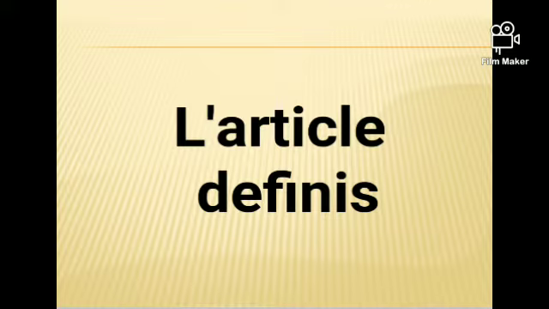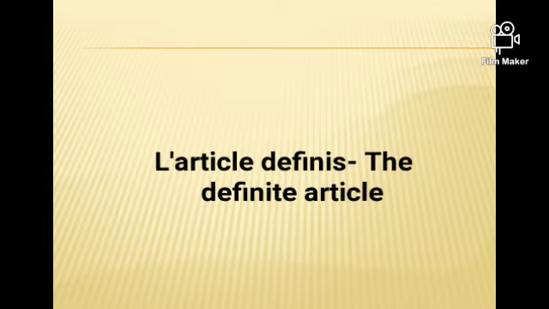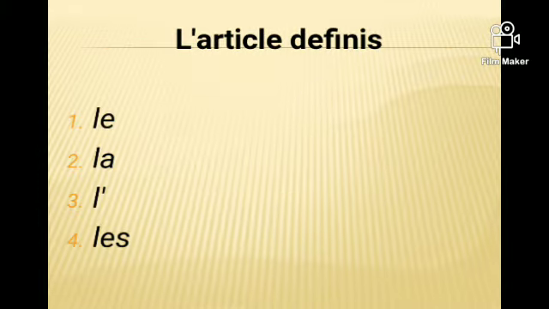Now we will go a little deeper into the definite article. The definite article in French means l'article défini. In English, the definite article is always used with the noun. Unlike English, the French definite article is also used in a general sense, a general statement or feeling about an idea or things. In French, the definite article depends on the noun's gender. The English definite article the has four French equivalents: le, la, l', and les.